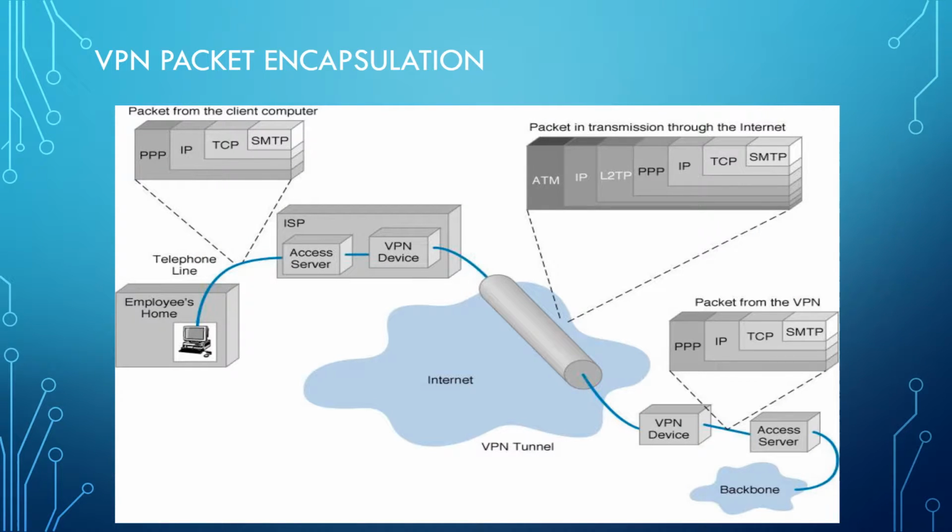This is a VPN packet encapsulation. This is just to give you a visual representation of how a packet starts out. It starts out from, say, the employee's home. It is then encased in some protocols at that point. Then it goes through the ISP, which is the internet service provider, through the access server, through the VPN device, which wraps the packet in more protocols to secure it and create the actual virtual tunnel as you see in the middle. And then as it goes to the destination, it is unwrapped by the same devices that wrapped it. And then, of course, the data is finally revealed once it gets to its destination.